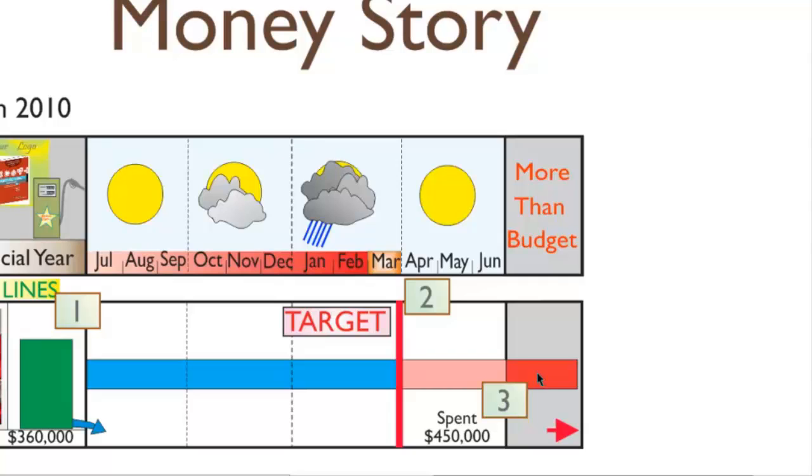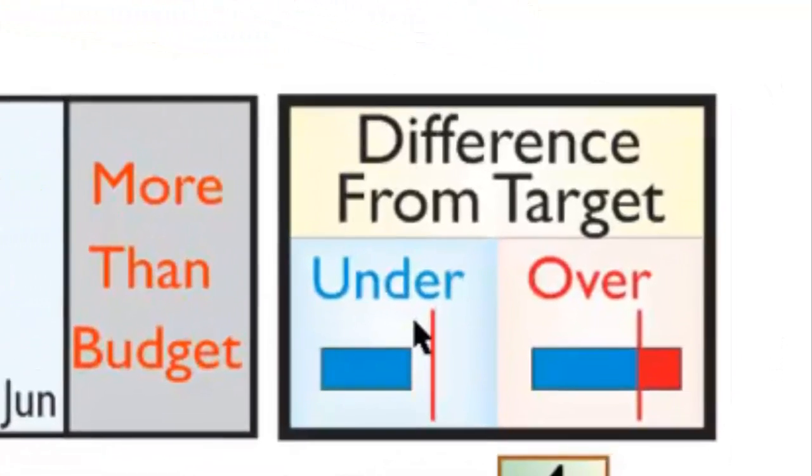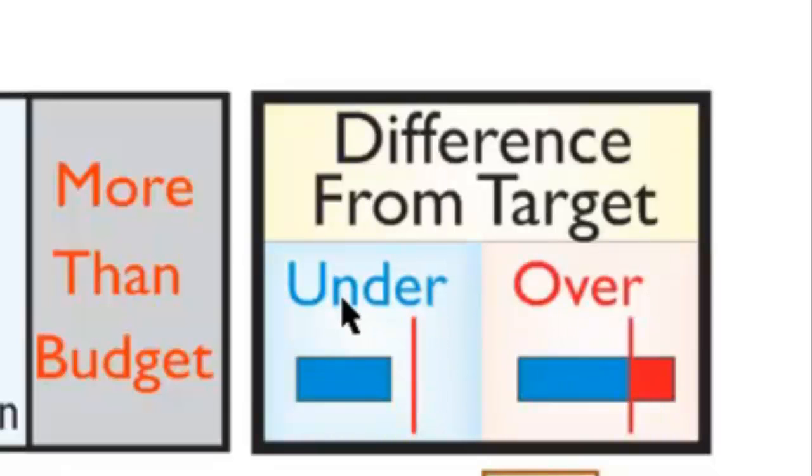And lastly, the fourth parameter of budget accounting obviously is the difference between your target and what you actually spent, or what you actually did. So in order to have this, you have to have a plan that gives you your target, and then you can measure the expenditure against this target. Well, here's the difference from target. If you're under, that's a good thing. If you're over, that's a bad thing.